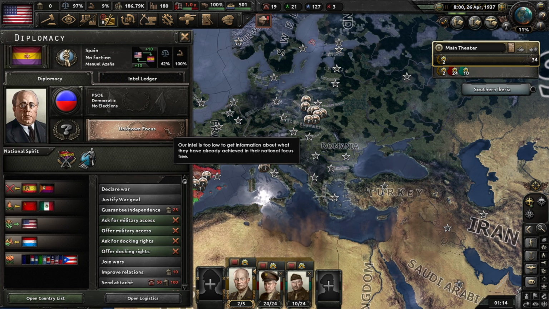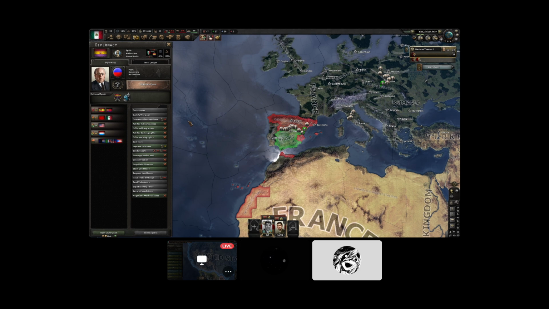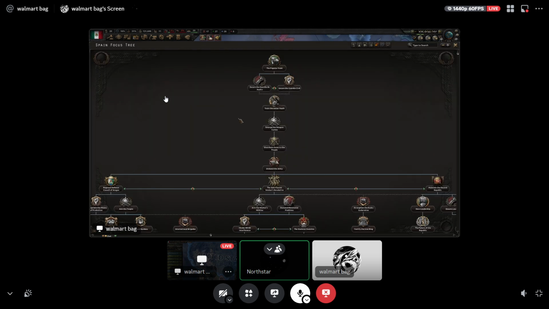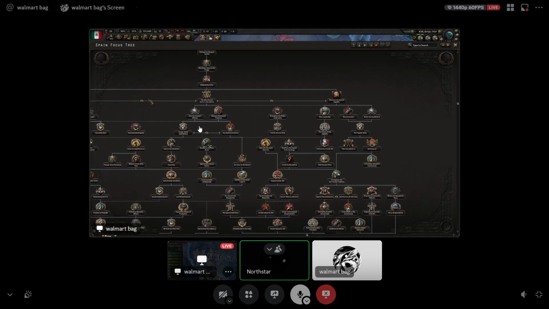If you look at the Spanish focus tree, I'm looking at it right now. Yeah, if you click on Spain and click on their focuses, you can see their focus tree, unknown focus. And if you go down, see how there's that thing that says expand Soviet aid?